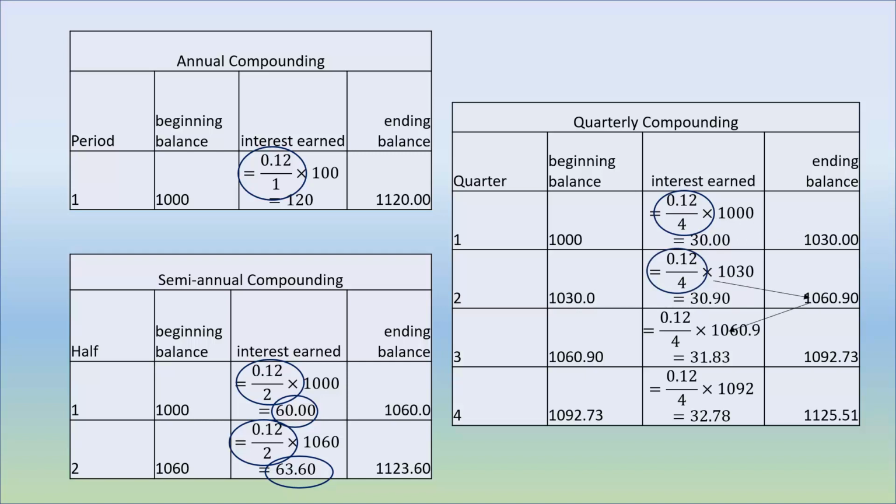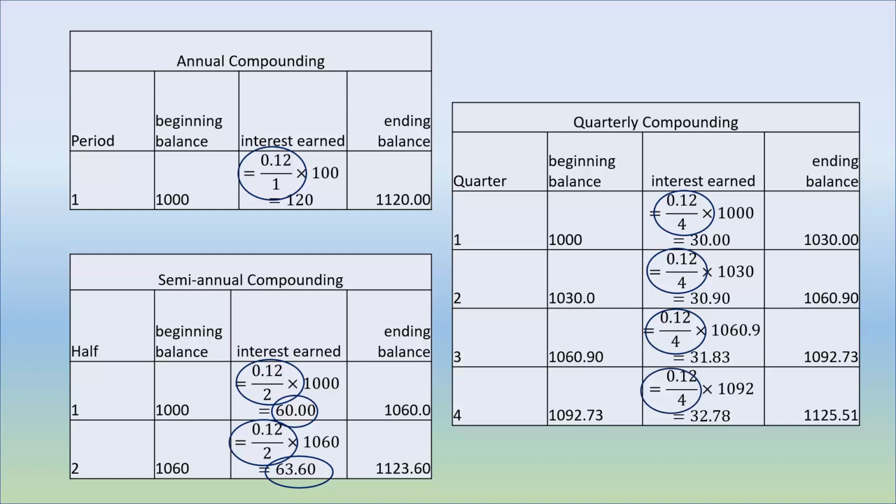Next step. Now remember it's quarterly compounding, so we've only accomplished half a year. We have to go the full year. Same thing, we have this 1060.9 multiplied with the rate divided by 4, that is the quarterly rate, to get the interest. Add that interest to the beginning balance to get the ending balance of 1092.7. Lastly, again repeat this step for the 4th time. So beginning balance is now 1092.7 times 3% gives us $32.8. Adding that to 1092.7 will give us 1125.51.